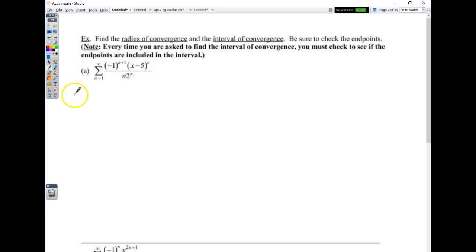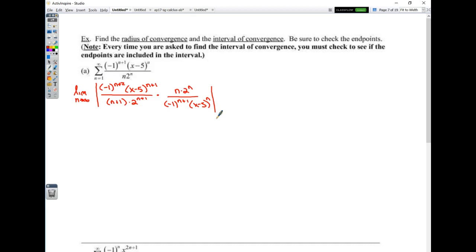Ratio test says that we take the limit as n approaches infinity of the ratio of the n plus 1 term compared to the n term, which means we're going to look at negative 1 to the n plus 2, x minus 5 to the n plus 1, over n plus 1 times 2 to the n plus 1, all times n times 2 to the n, over negative 1 to the n plus 1, x minus 5 to the n. Oh, that's gross.